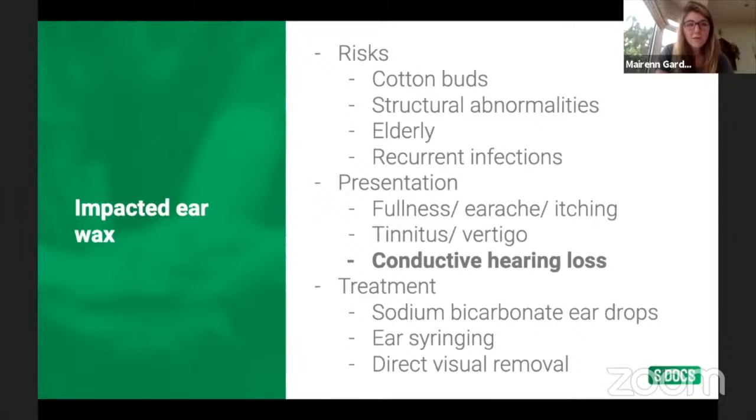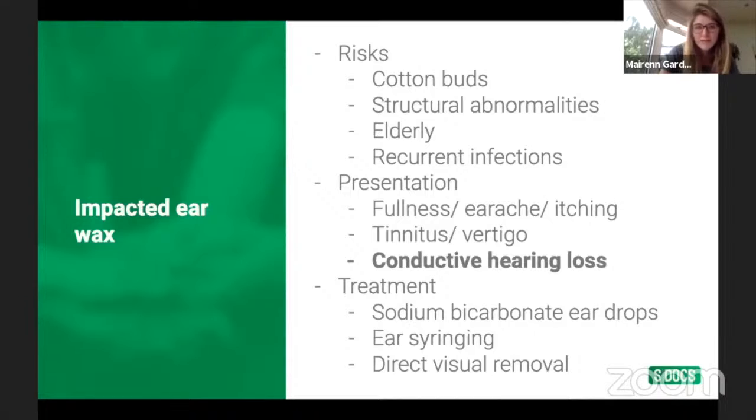These patients are likely to come to you with a fullness, earache, and itching. They might also have tinnitus and vertigo. But one of the main things, if they're coming to you, is probably because of their hearing loss. This can be quite easily treated. Sodium bicarbonate or oil drops can be used. You've got to make sure that you explain to the patients how to use these properly. They need to be lying down on their side to ensure that the eardrops can fully get in, and they need to stay down there for a little while to make sure that they don't just fall out again.